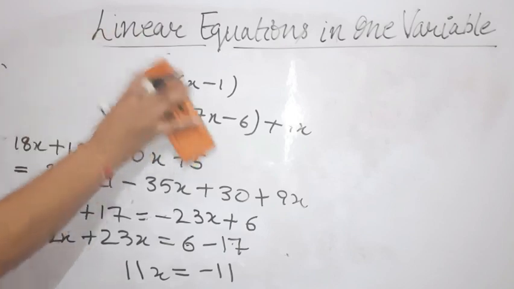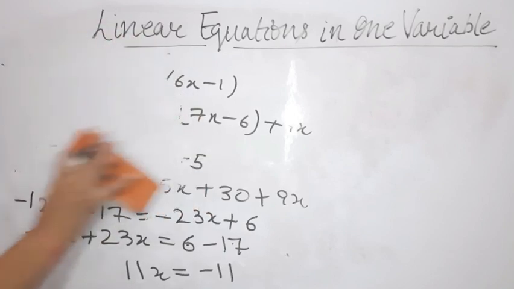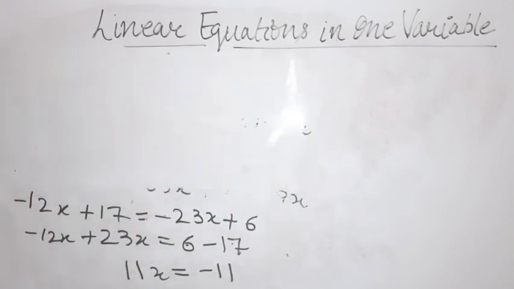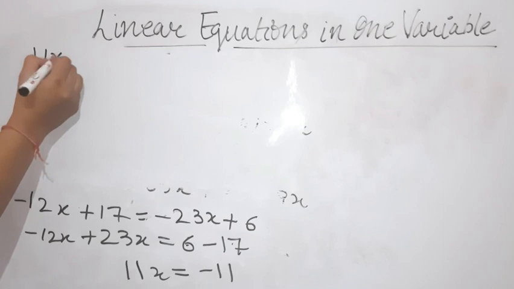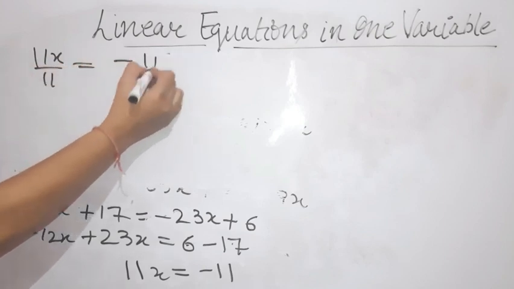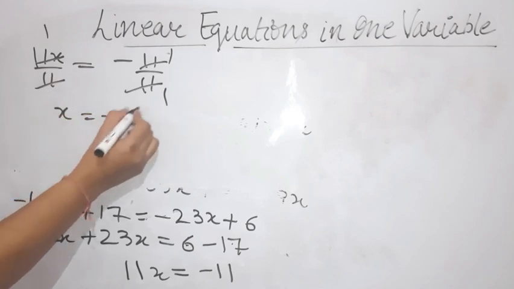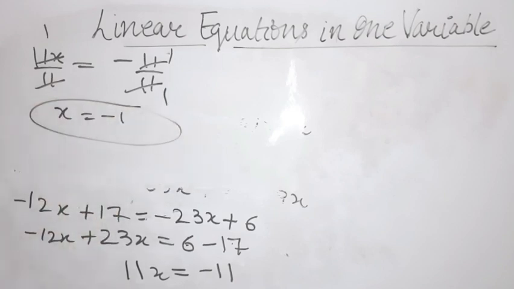Now to proceed further, what do we have to do, students? Dividing both sides of the equation by 11. So it will be 11x upon 11 equals minus 11 upon 11. So what is the value of x? The value of x is minus 1.